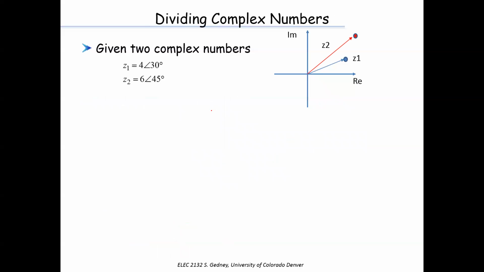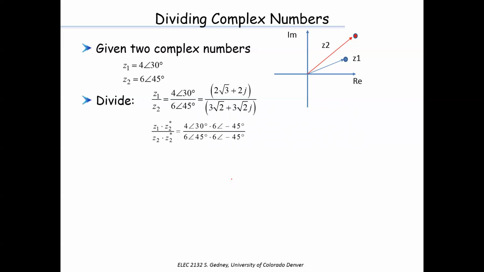All right. Well, I can also divide two complex numbers. Let's do that. So I can divide z1 by z2. Here, this is a plus 45, so I just flipped the sign arbitrarily. I'm going to divide 4 angle 30 by 6 angle 45. I can do this in rectangular form, but it's going to be a pain to divide this complex number using long division. There's a simpler way to do this.